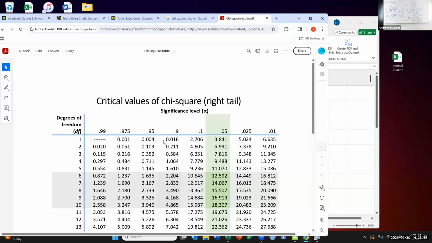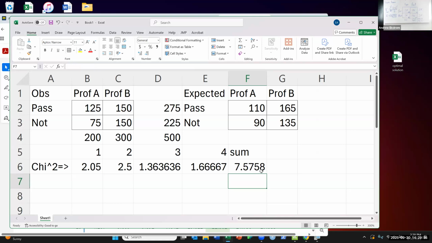Degrees of freedom is the number of columns you have minus 1 times the number of rows you have minus 1. And in the original data, we have 2 by 2. So 2 minus 1 times 2 minus 1 is going to be 1. So the chi-squared value that we want to use here to compare it to is 3.841. And our calculated value is 7.57.